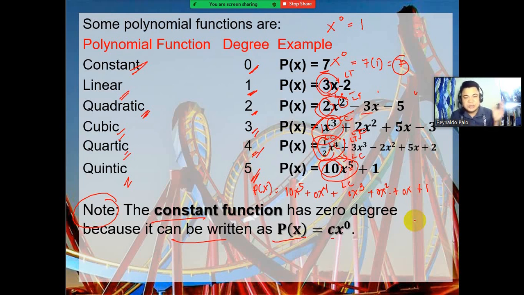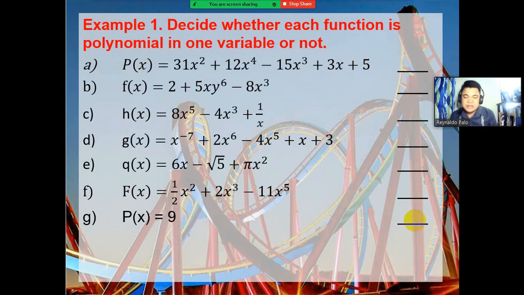So please take note of the conditions of becoming constant, linear, quadratic, cubic, quartic, quintic, and identifying the leading term and the leading coefficients, and how to arrange it from the highest degree up to the lowest degree. So let's have the first example.